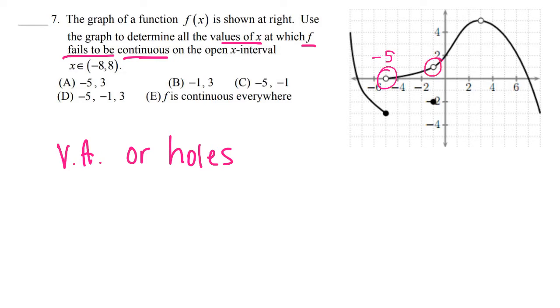Also here we're not continuous. And so that's going to be at -1. And then up here we're not continuous. So that's going to be at +3. So that looks like that's going to be answer choice D.